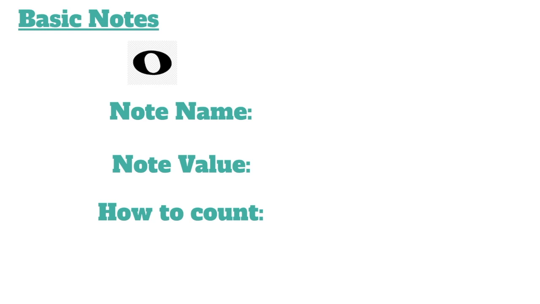So the first one is our biggest one, and that's our basic whole note. That's what this one's called, right? It's the one that looks like an oval circle, right? And how many beats is that worth? Let's see what the value of that is. The value of this note is 4 beats.